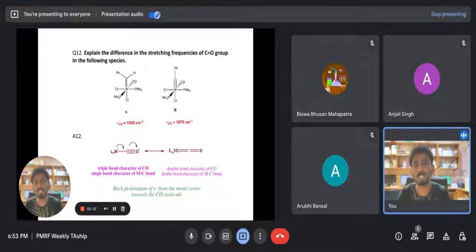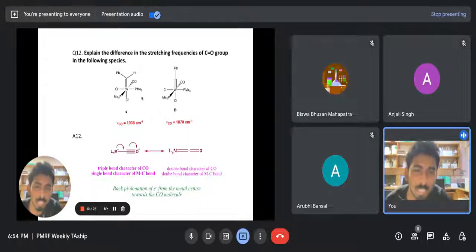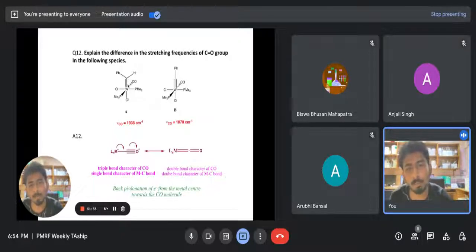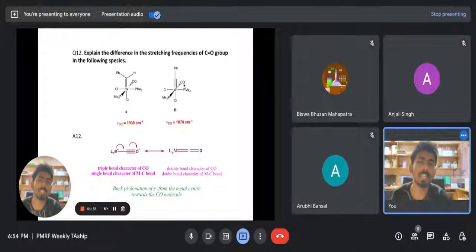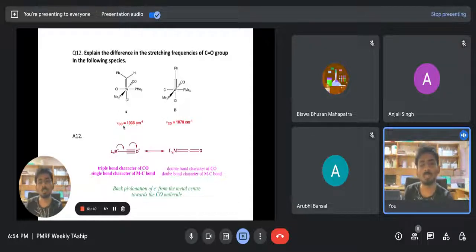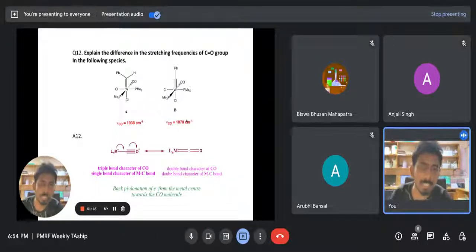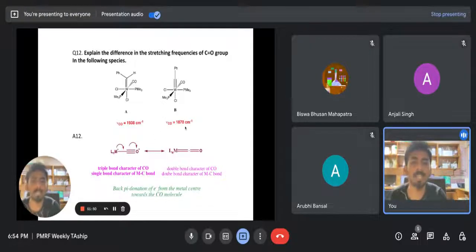Now this question is: what is the difference in the stretching frequency of the CO group in the following molecules? You see both are tungsten molecules. We are having ancillary ligands as PMe3 groups and Cl groups, and we are having a W=C double bond group, that is a carbene complex, and a W≡C triple bond, that is a carbyne complex. Here you can see the highest stretching frequency of CO is 1938, but in this case the CO frequency is only 1870. So quite a 70 centimeter inverse difference in CO stretching frequency is there.